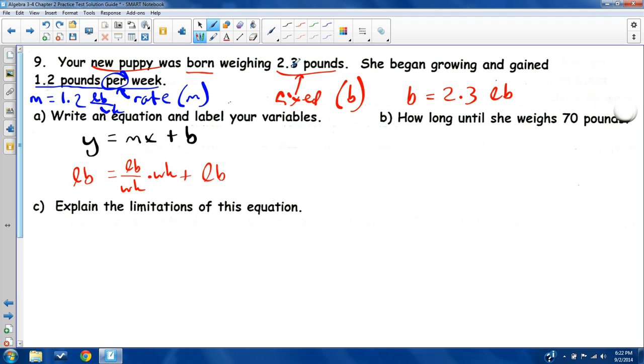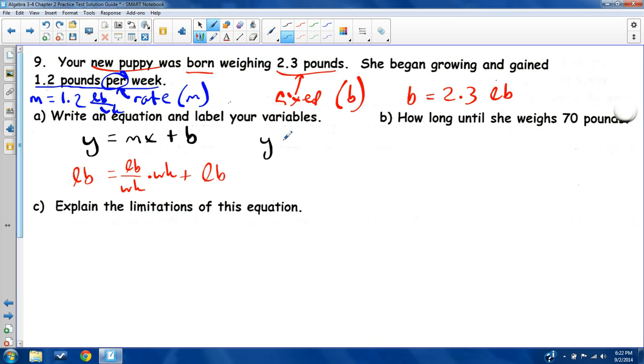So if you start at 2.3 pounds and you go 1.2 pounds per week, I say, oh, after 10 weeks, how many pounds did she gain? That's when you do that multiplication. You do that in your head. This is the on-paper setup. So what happens here is weeks cancel out, as we know how fractions work. So pounds equals pounds plus pounds. That makes sense. So looking at this, we know that X will have to be in weeks and Y will have to be in pounds.